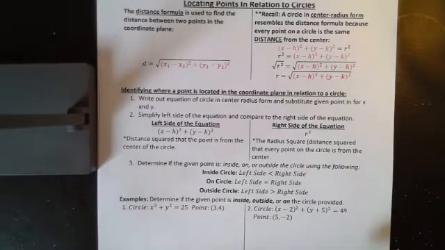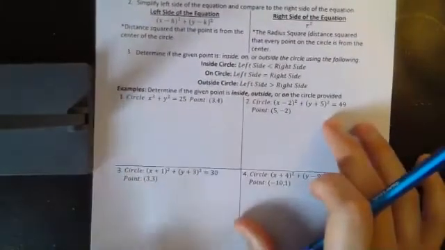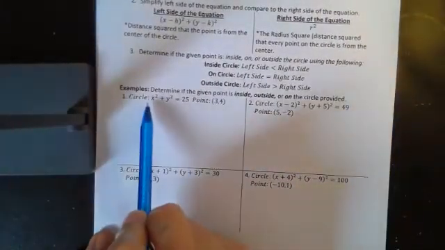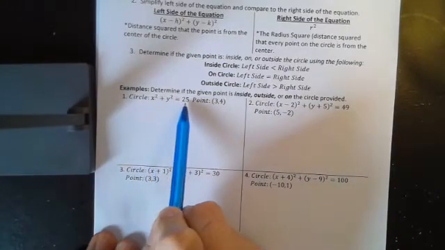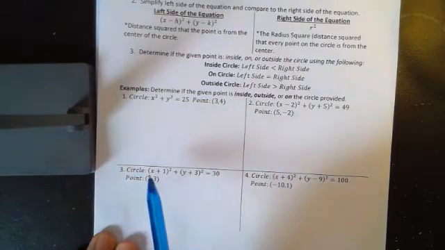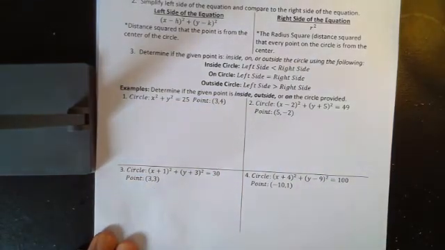Okay, so for our examples today, for number 1, we're given the equation of a circle, x squared plus y squared equals 25, and we want to know where the point (3, 4) is located. Now, a couple things I want to point out.